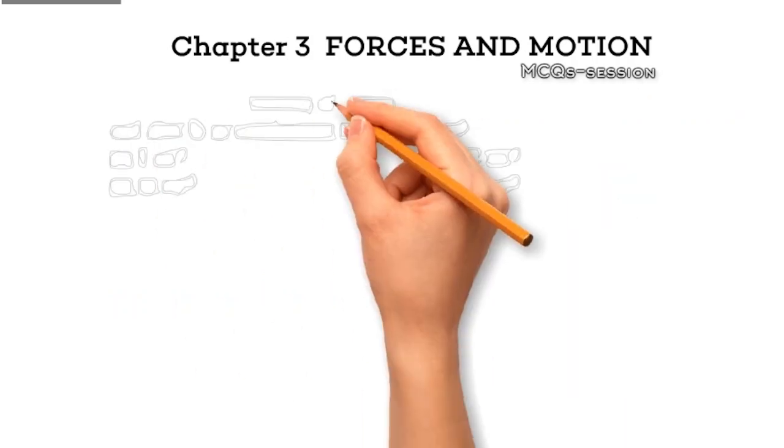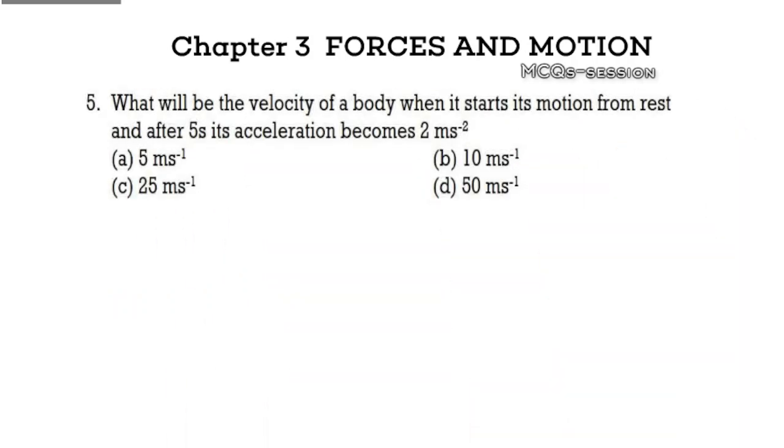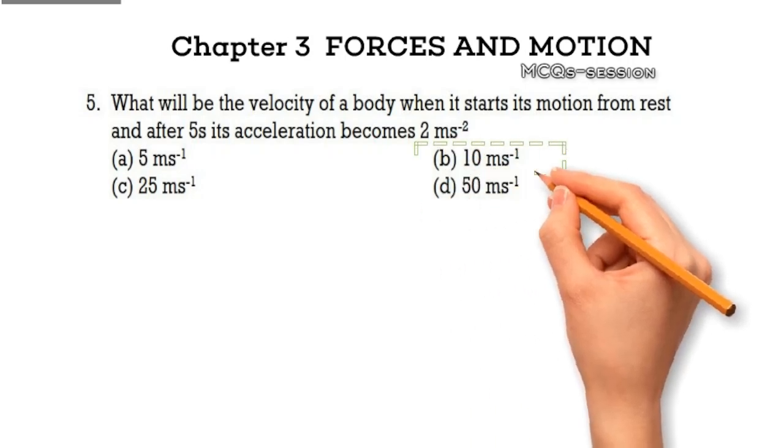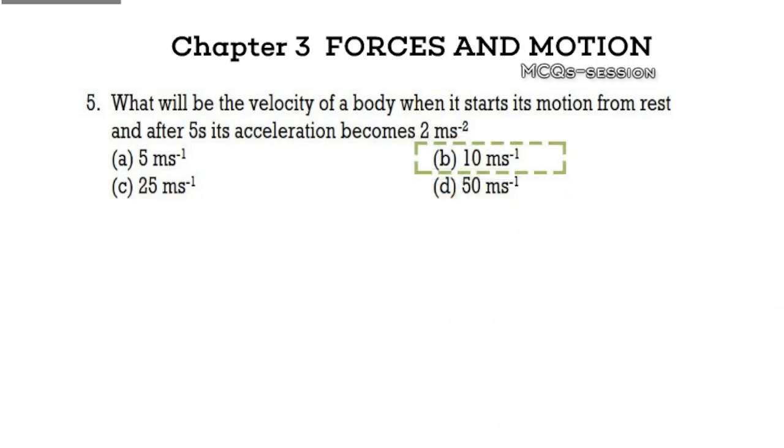Question 5. What will be the velocity of a body when it starts its motion from rest and after 5 seconds its acceleration becomes 2 meter per second square? Options: A, 5 meter per second, B, 10 meter per second, C, 25 meter per second, D, 50 meter per second. Pause the video and guess the correct answer. The correct answer is B, 10 meter per second.